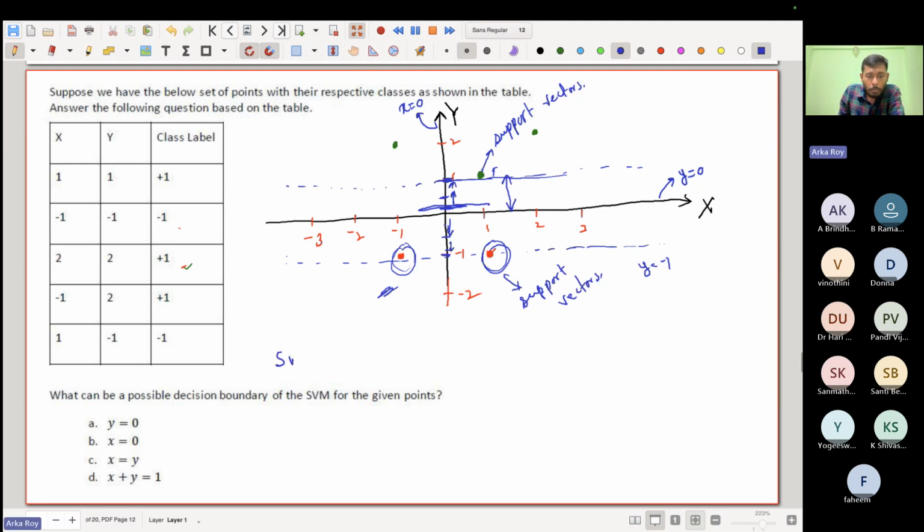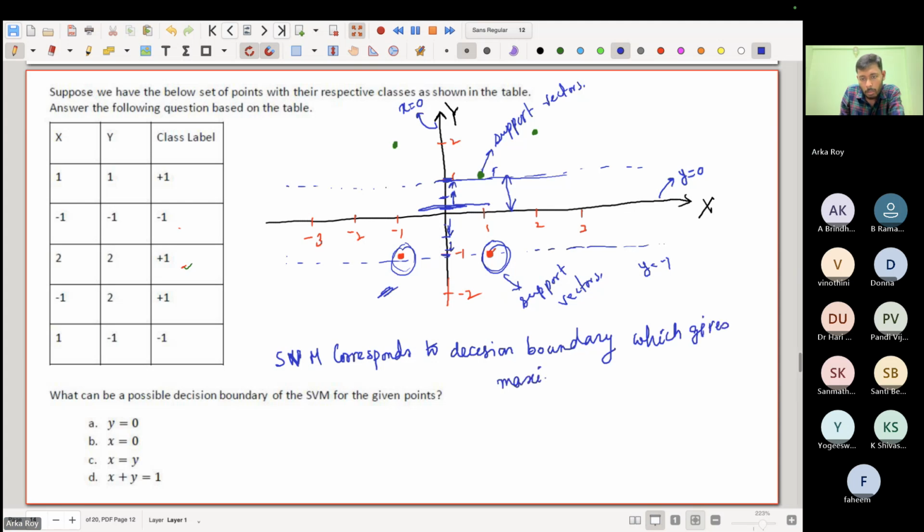And SVM corresponds to the decision boundary which gives maximum margin.